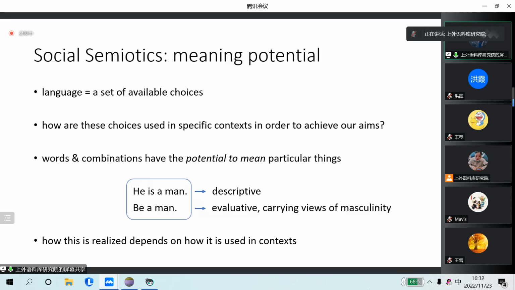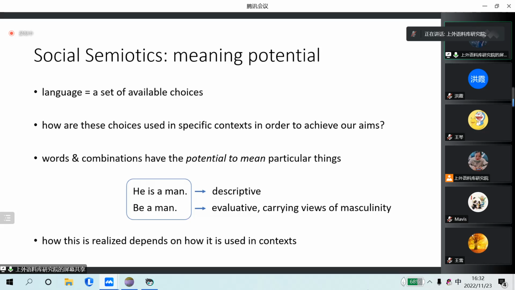I have an example for that. Words and combinations have the potential to mean particular things. So if I say he is a man, that's purely descriptive, right? Because he's a man. But if I say, hey, be a man, then that is very evaluative, right? There is a meaning here to man. It's not just a label anymore. It actually carries views of masculinity.